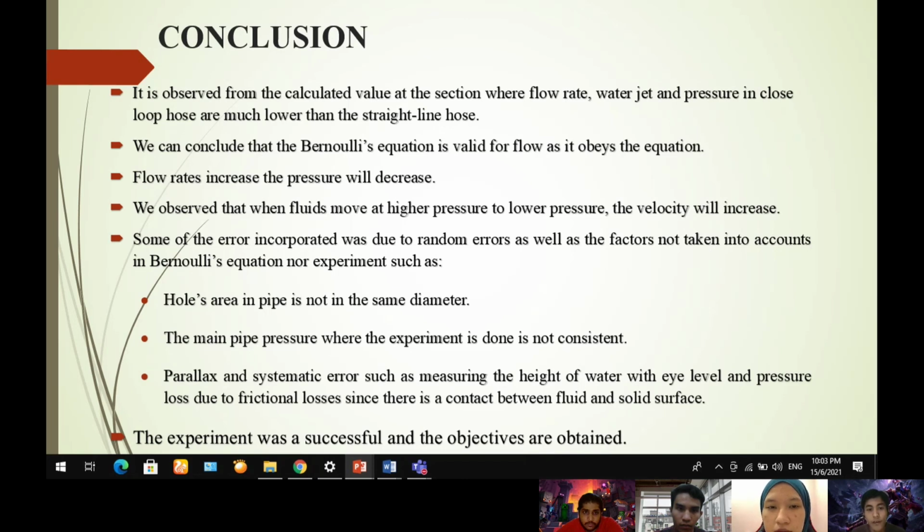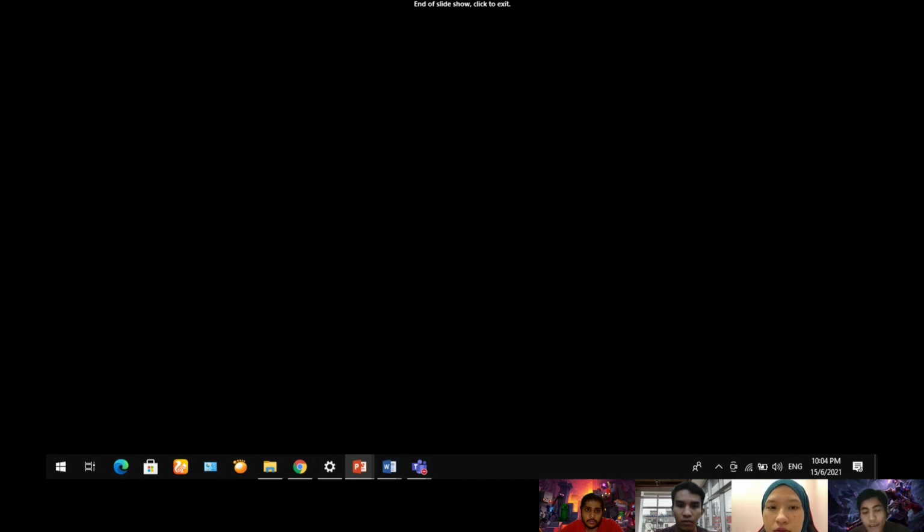Some of the errors were due to random error as well as factors not taken into account in the Bernoulli equation or the experiment, such as hole error in the pipe, the main pipe pressure not being consistent, parallax and systematic error, such as measuring the height of water by eye level, or frictional losses. And lastly, the experiment was successful and the objectives were obtained. That's all from me. Thank you.